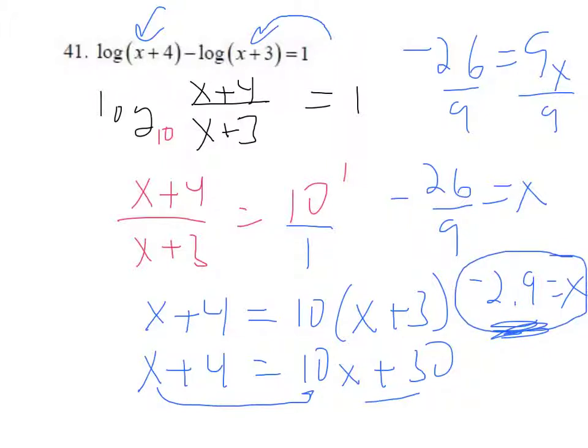I could check graphically by graphing this, and it should cross. There are a couple of ways to do it. You could put this into y1, put this into y2, and then they should intersect when x equals negative 26 over 9.